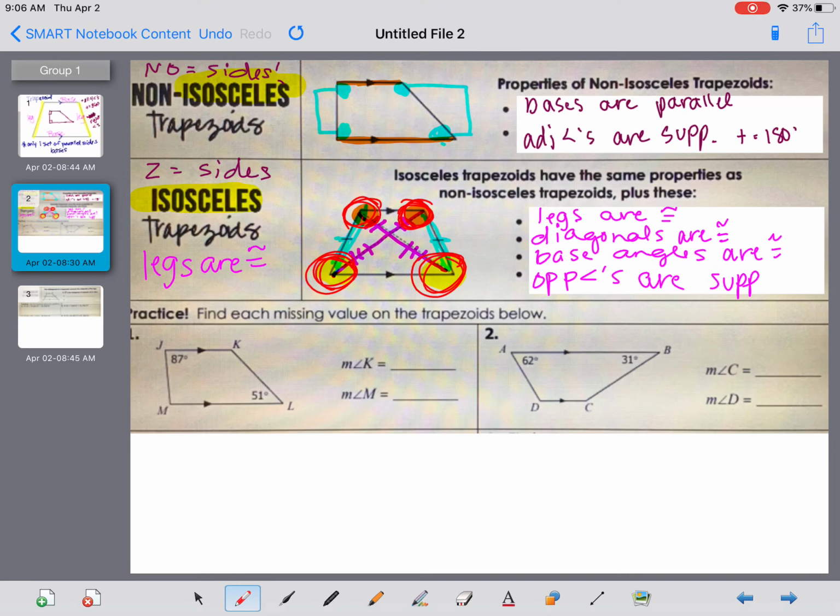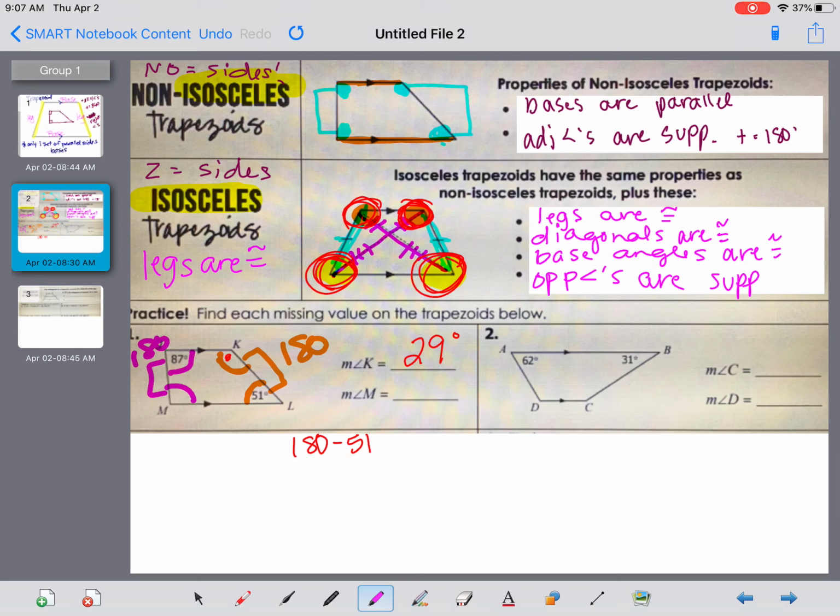Now, let's do a couple of these examples and see what we can do. So first, it tells us that angle J is 87 degrees and angle L is 51 degrees, and it wants us to find angle K. Now, the way we do this problem is we know that this bottom angle and this top angle will add to be 180 degrees. So all we have to do is 180 minus 51. And that gives us 29 degrees. So now we know that angle K is 29 degrees.